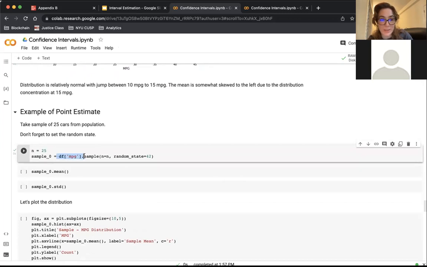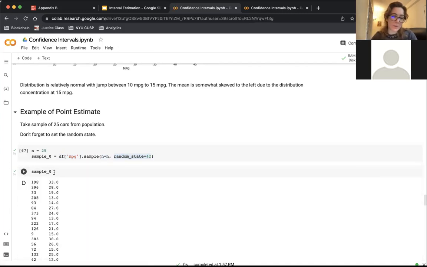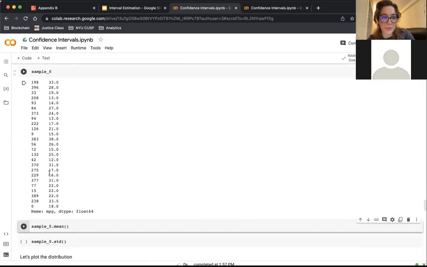So I take this data frame column and say, take a sample of 25, where n equals 25, and I give this a random state for reproducible results, so that anytime I calculate this from the same data frame, I'll get the same sample. So now this is a new data frame, actually, it's not really a data frame, it's a series of values that are 25 from the population.